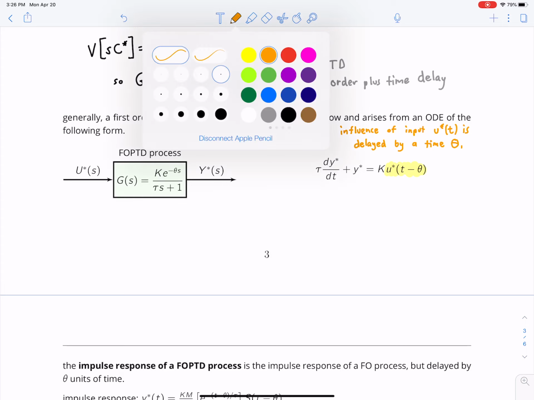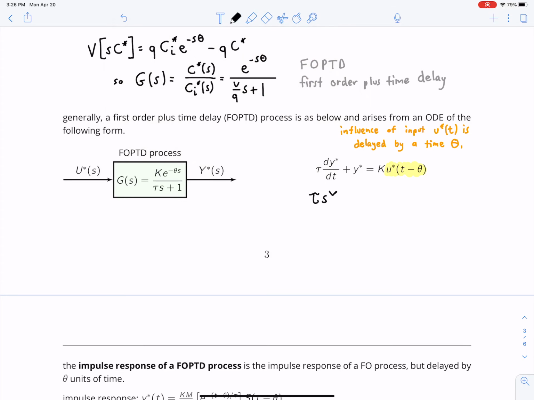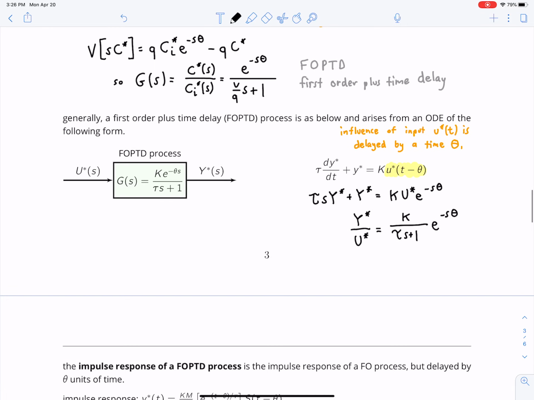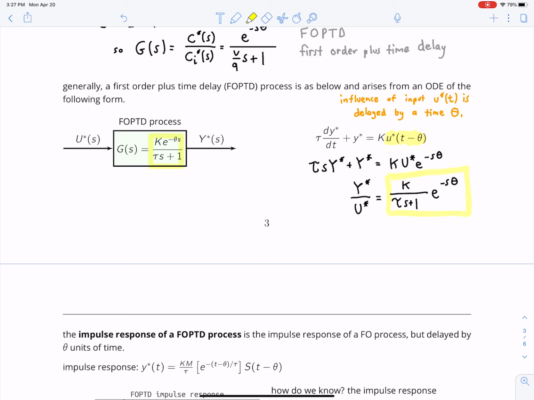Okay? And anytime that happens, if you take the Laplace transform of this, you get tau s y star plus y star equals k u star, that's the Laplace transform of u star of t, and then you have the e to the minus s theta term which pops out. So then you get your y star over u star equals k over tau s plus 1 times e to the minus s theta. So that's where this transfer function here comes in. This is our transfer function right here. We've just sort of derived it. Yep, so that's our transfer function.